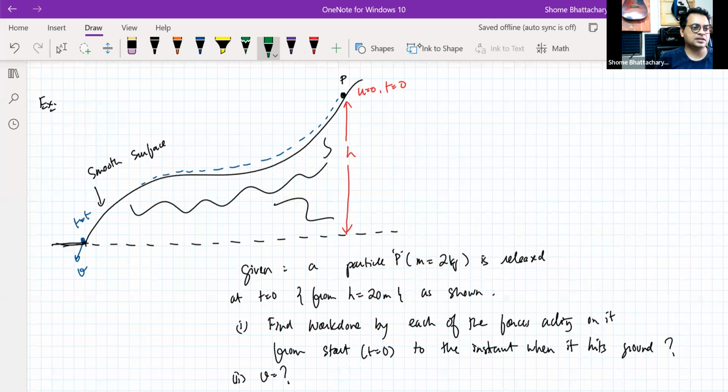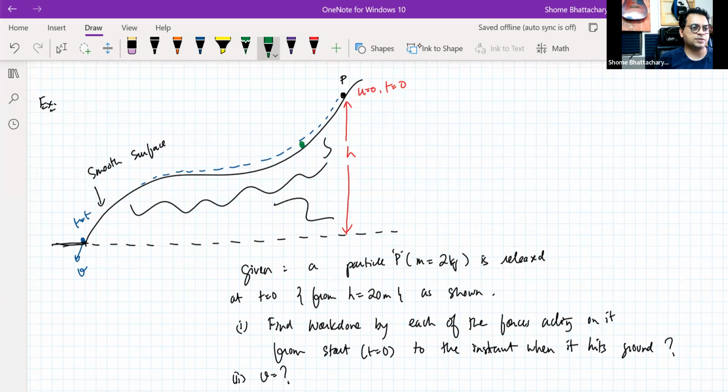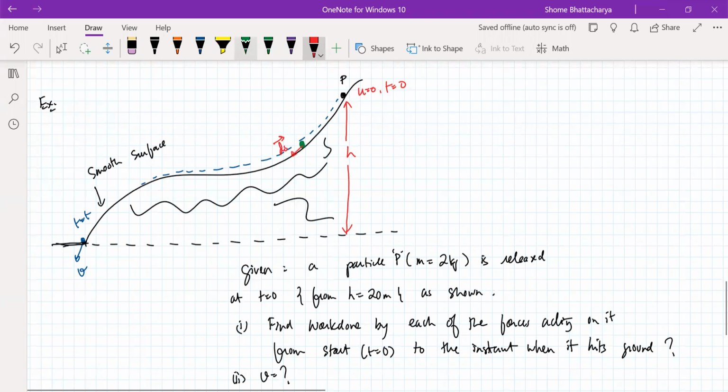Sir, can you come again? Sorry, come again. Sir, I didn't get what you were saying. Okay, so let's say the particle is at some point of time over here, where I've shown. So what will be the direction of the instantaneous displacement ds in a very small time? It will be like this along the slope. Yes, sir. What about the direction of normal reaction?